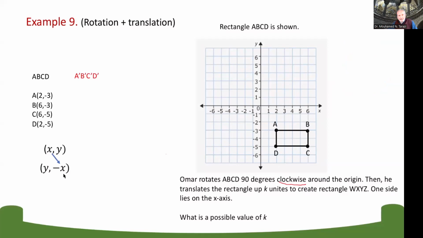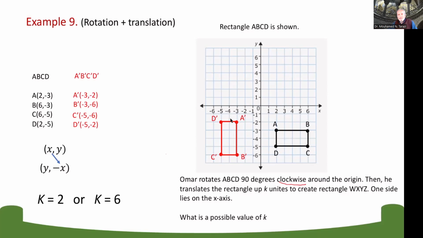Now I know x, y again are going to be switched here. Now which one changes sign? We are going to the right, so x changes sign. Now it's very easy to find those coordinates. That's it. Rotation 90 degrees. Now I want to shift this up so that this side be on the x-axis or this side be on the x-axis. Obviously 2 for this side to be here and 6 for this other side to be here.